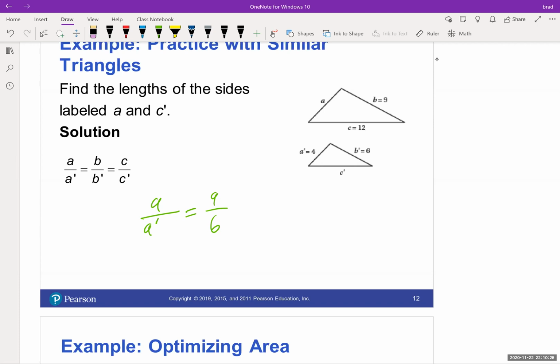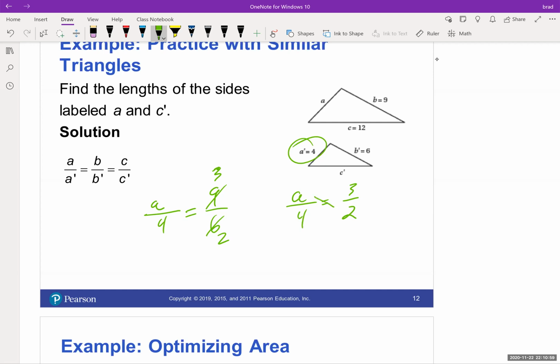Now, these are A's, and this is a 9. Divided by 3 is 3, and 6 divided by 3 is 2. So A over A prime is equal to 3 over 2 if I clean it up. But we also know A prime is 4. I should have plugged that in from the beginning, sorry about that.